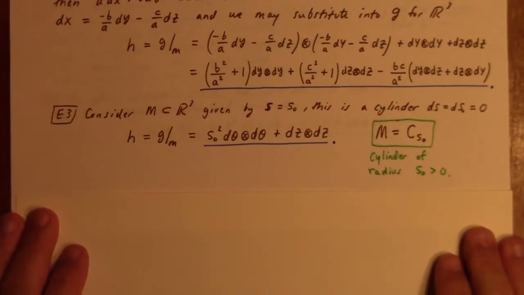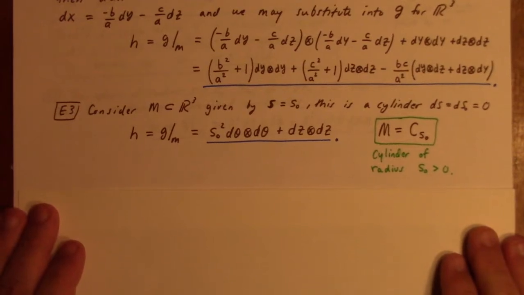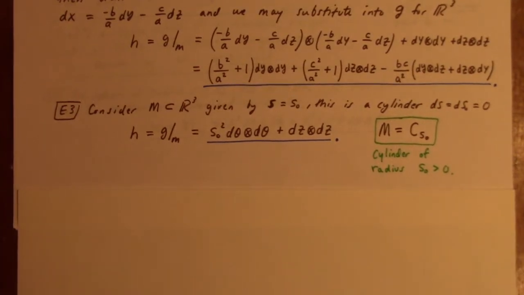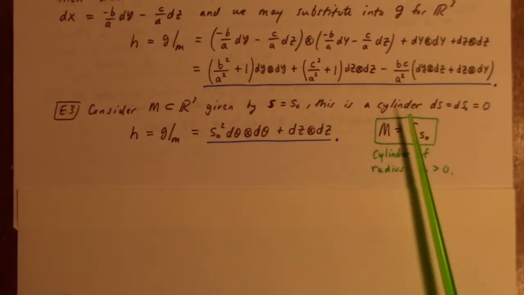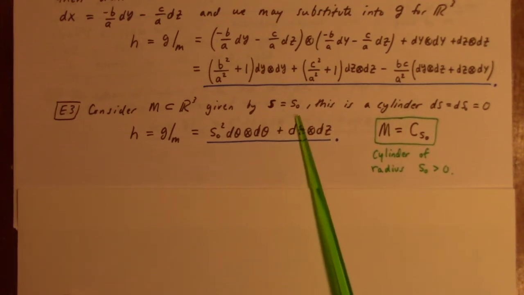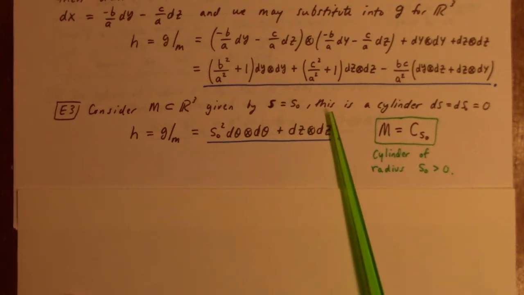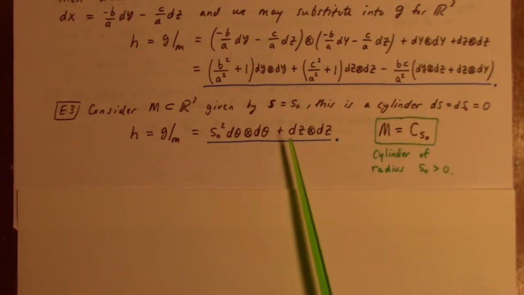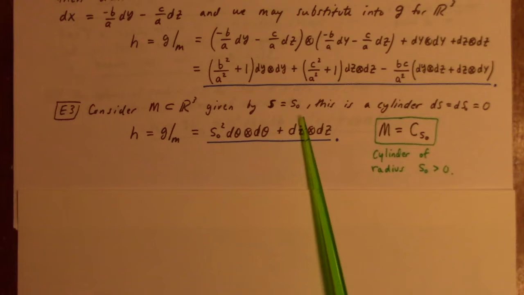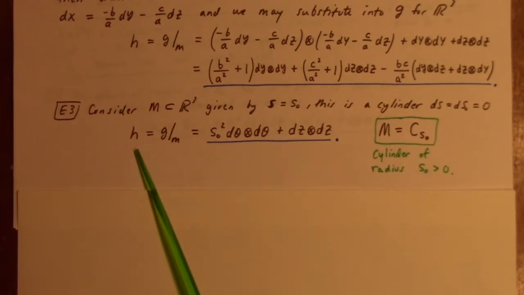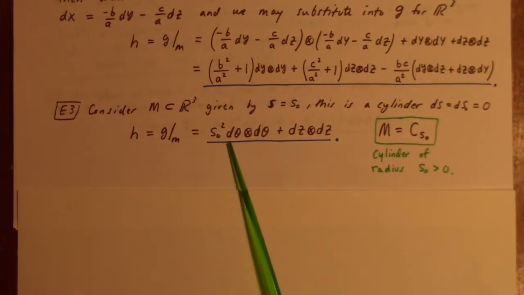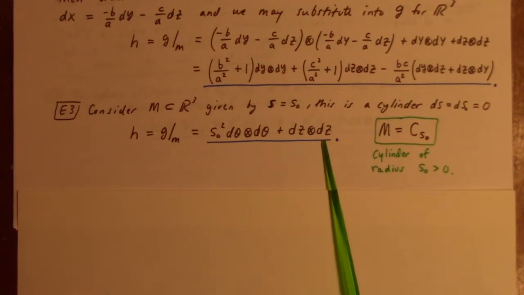This one's pretty simple. In fact, most of my favorite examples are formed in this way. You've got a cylinder, so the cylinder is formed by freezing the radial coordinate in the cylindrical coordinates, s equals s naught. So then ds is 0, and what you're left with, of course, is theta and z as your coordinates. And so the Euclidean metric restricts to s naught squared d theta tensor d theta plus dz tensor dz.